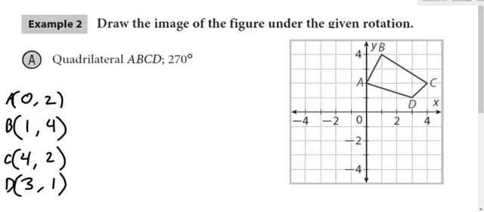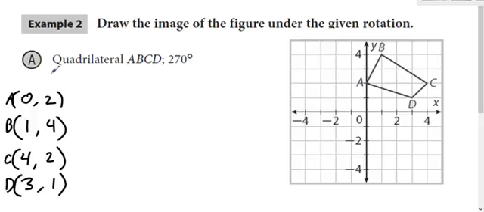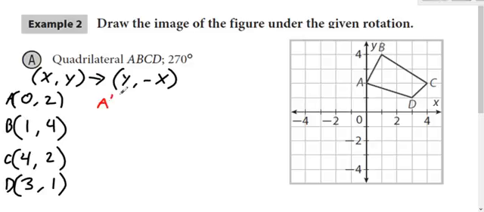So, rotating 270 degrees counterclockwise. Let's go back. Let's look at the rule. 270, xy goes to y negative x. The rule is xy goes to y negative x. So that means A prime, the image, they switch places. So that's going to be 2, 0. And then the x coordinate changes from 0. There's no such thing as negative 0, so it's just 0.